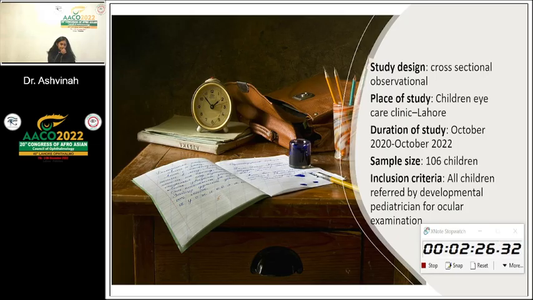So our study was a cross-sectional observational study at 2 centers: Children's Hospital Lahore and Children's Eye Care Clinic in Lahore. Duration was 2 years, from October 2020 to October 2022, and 106 developmentally delayed children who were assessed by a developmental pediatrician and referred to the pediatric ophthalmologist were included.